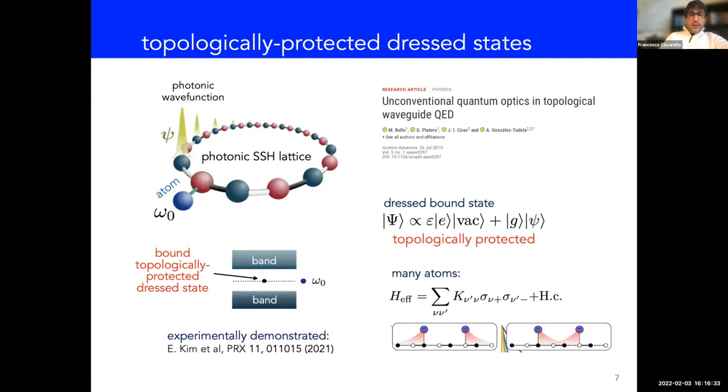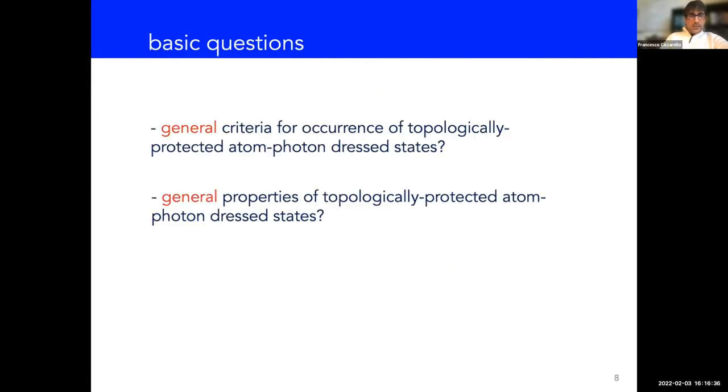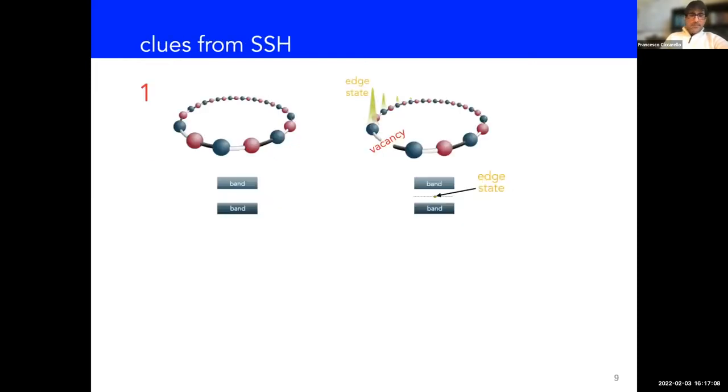So far, so good. But now there is a natural question that you can ask, and this is what we asked last year. All of that was proven for a specific model, the SSH model, which is actually, as far as I know, the simplest lattice model exhibiting topological phases. But the question is, what about a general model? What are the general criteria for the occurrence of this topologically protected dressed edge state? And if so, what are the general properties? Now, in order to reply to these questions, we exploited clues from the SSH model.